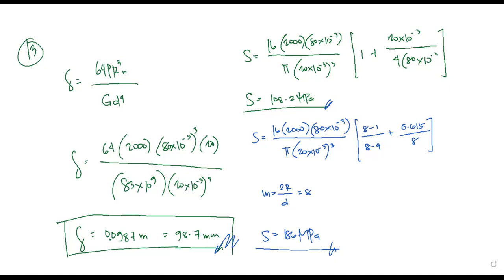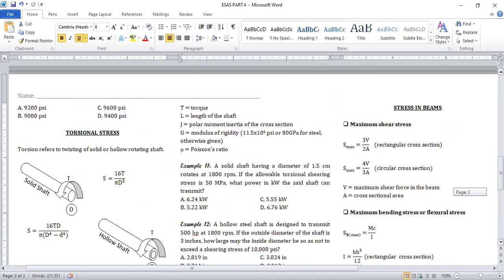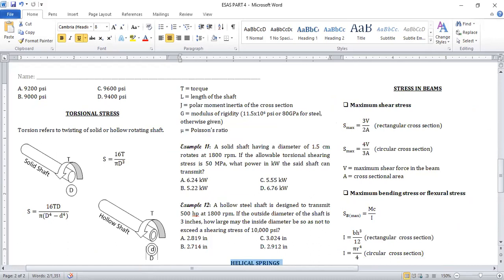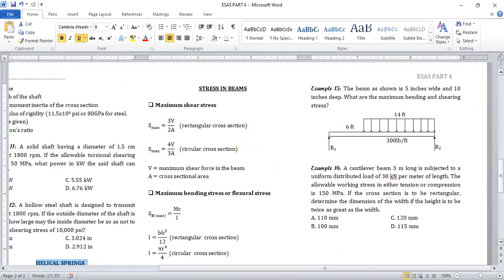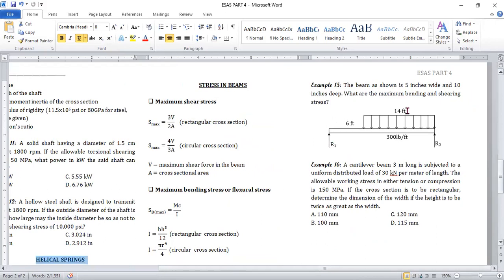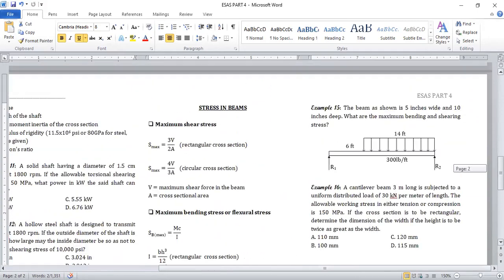Okay, so we now proceed, no, so with the last topic, which is the stresses, no, stresses or stress in beams. Okay, so we run through, no, so the following formulas. Okay, and then the method in solving will be presented using the 3 sample problems.